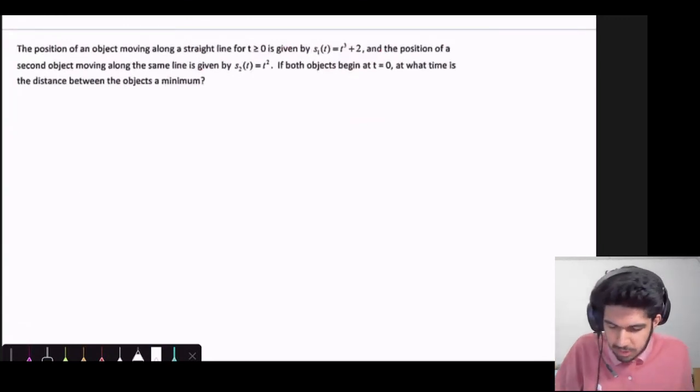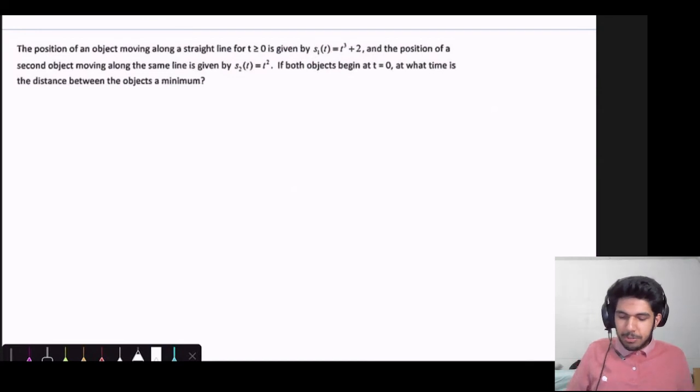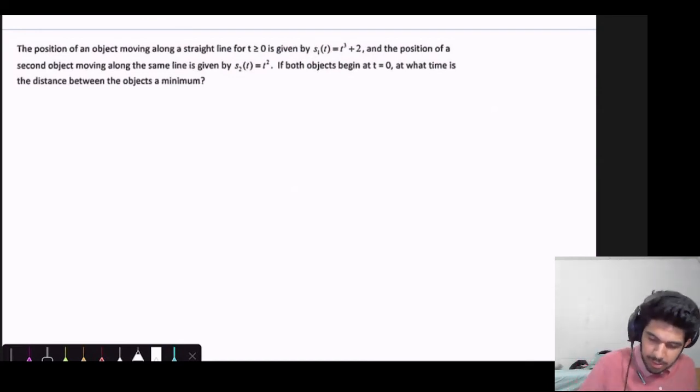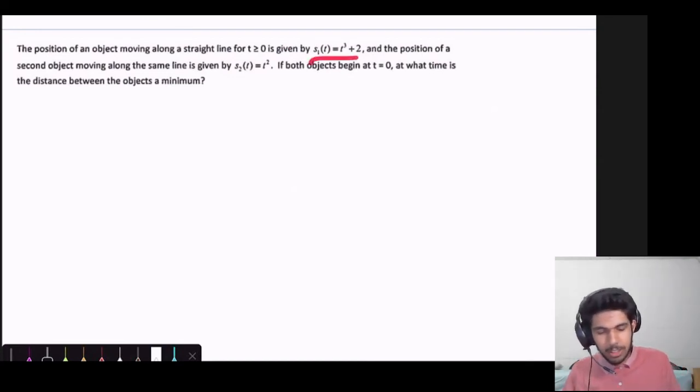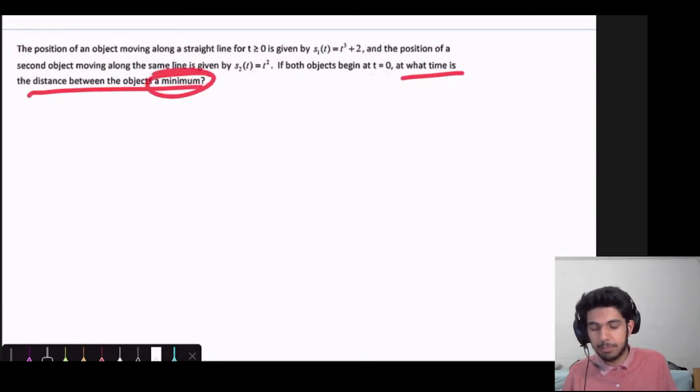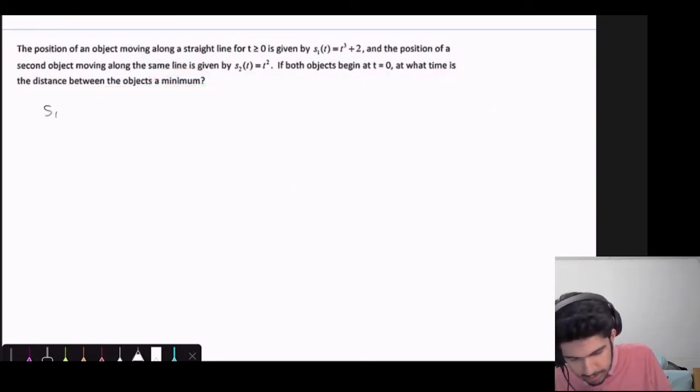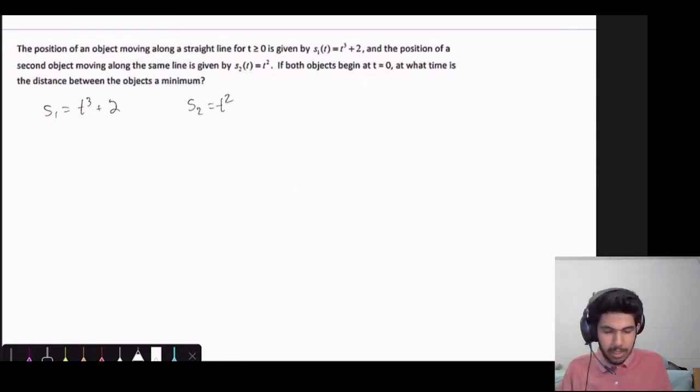So now we have a physics question. The position of an object moving along a straight line for t greater than or equal to 0 is given by this equation here. And then we have a second object along the same line given by another equation. Both objects begin at t equals 0. At what time is the distance between the objects at a minimum? So we want to minimize our distance. We have s1 equals t cubed plus 2, s2 equals t squared, and they're traveling along the same line.